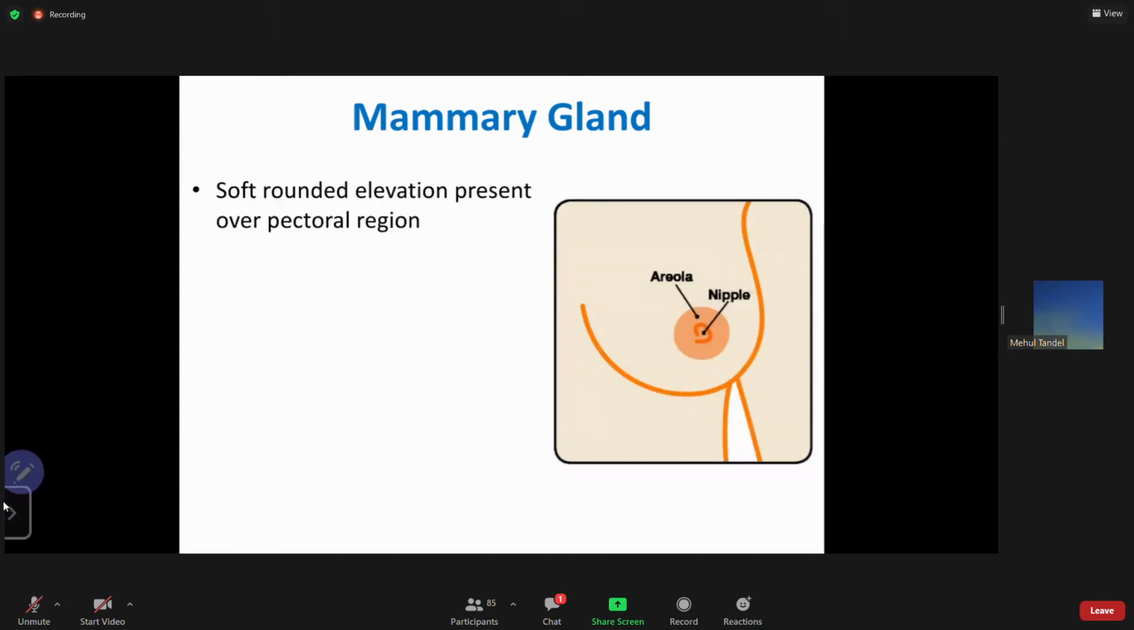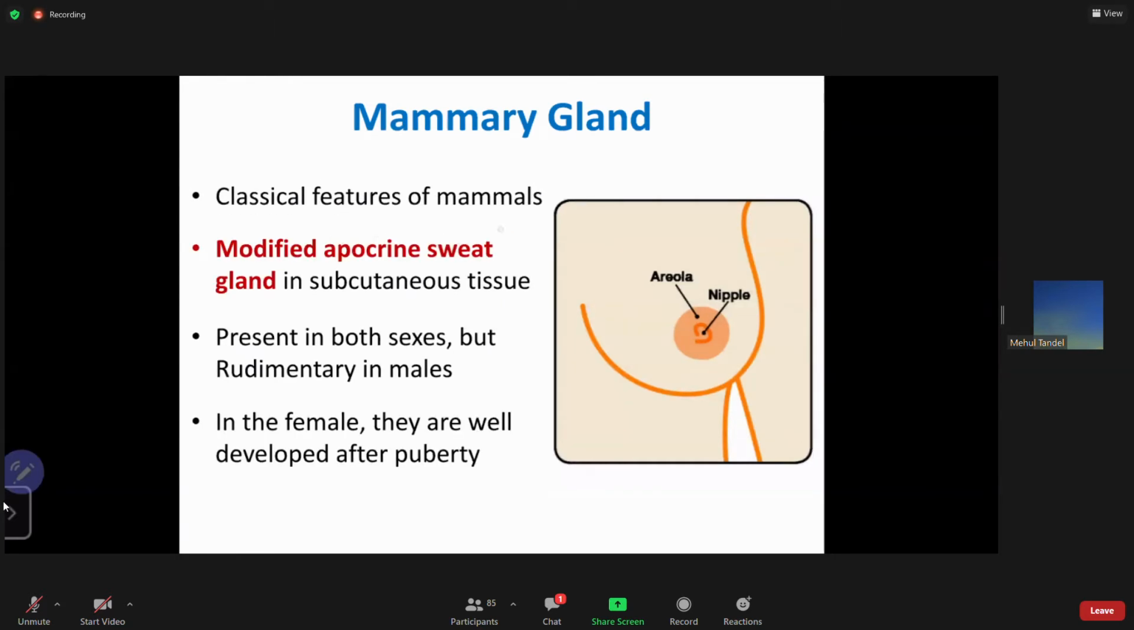Okay, so gross anatomy you already know, it is a classical feature of mammals. Okay, mammary gland is a classical feature of mammals, that is why they are called mammals, because they contain mammary gland. It is actually a modified apocrine sweat gland.